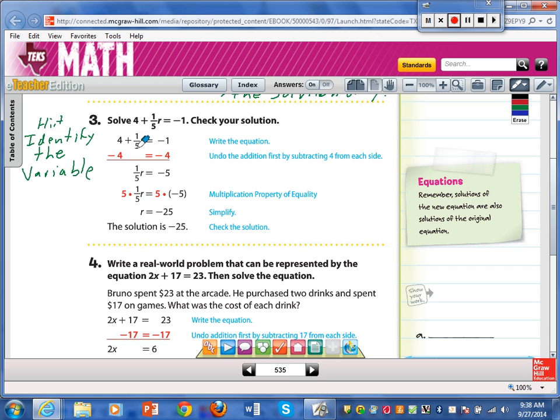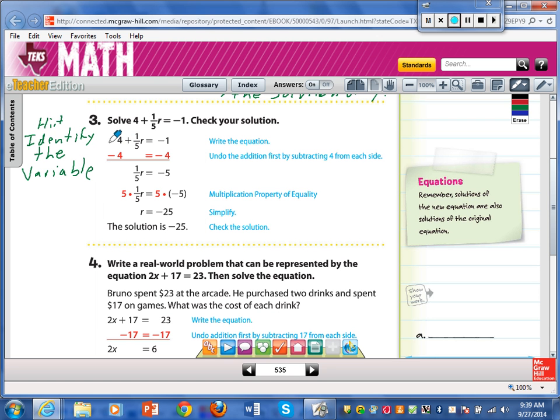Now, this is a little tricky because you're going to think that this addition is for the 4. But it's not, because you're supposed to read an equation from left to right. So this actually says 4 plus 1/5 times r. But that doesn't really matter, because you know that anything that's multiplication has to be undone last. So this is going to be done last no matter what. So that means that this number has to disappear. This is the number you need to make go away.